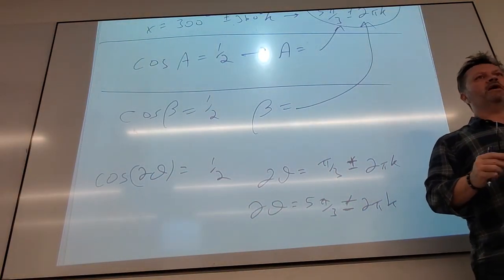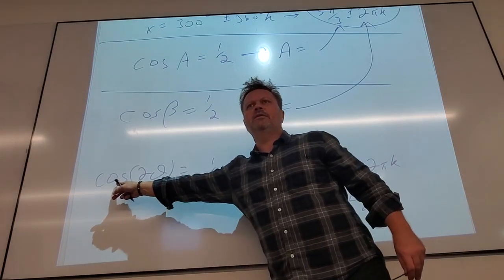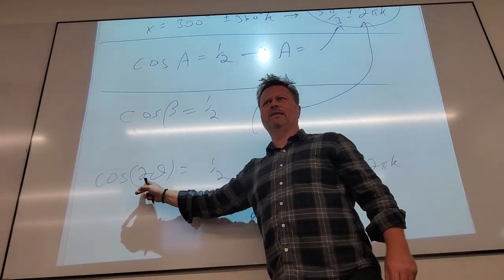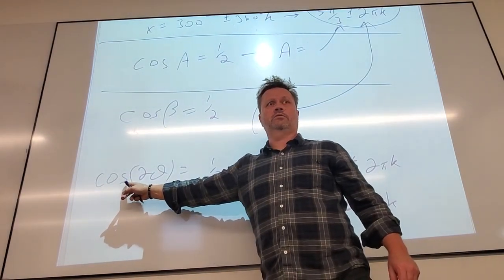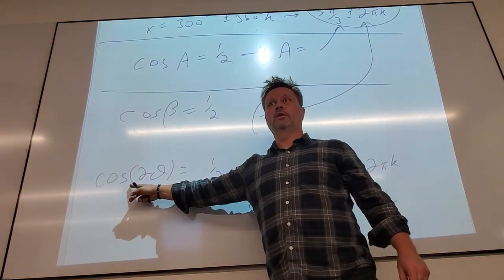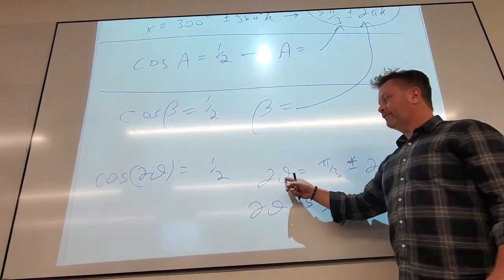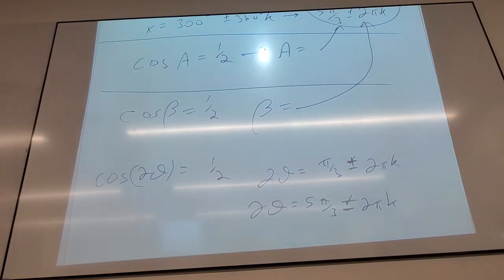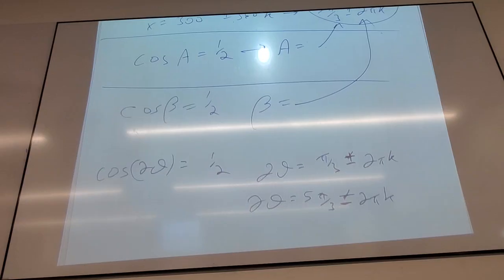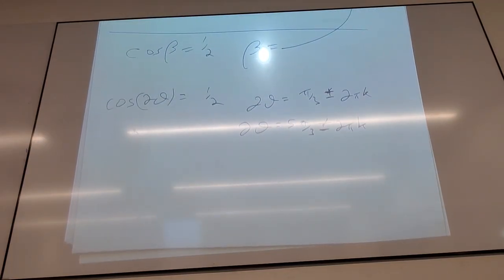So it always makes people think you have to use an identity on this. Don't use an identity on this. You could if you want, but don't. Even if you want to, don't. Because that's relatively easy. And all I have to do now, I'm not done. I know I'm done when I get variable equals stuff. I don't have that yet. I have twice variable equals stuff.